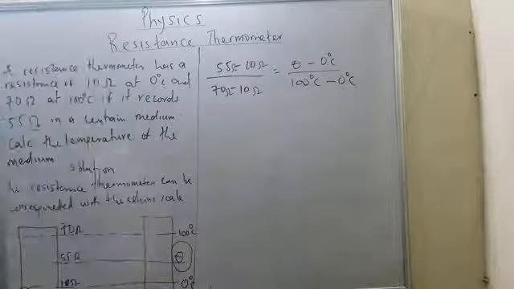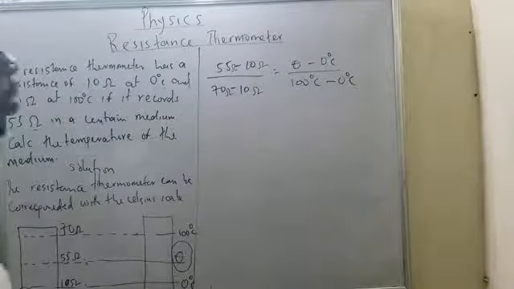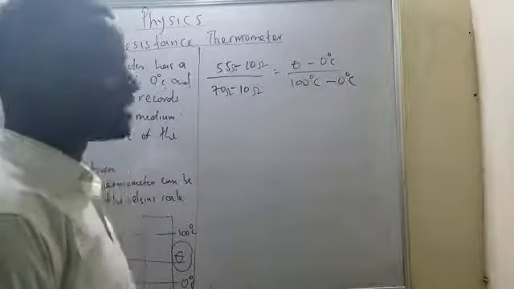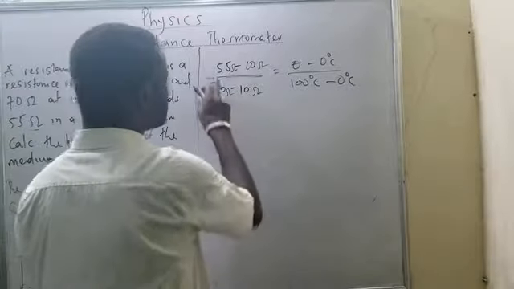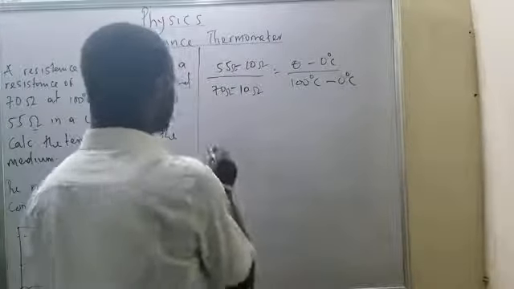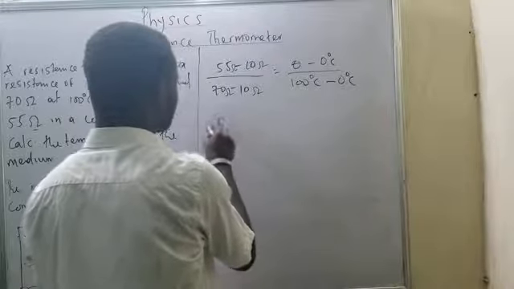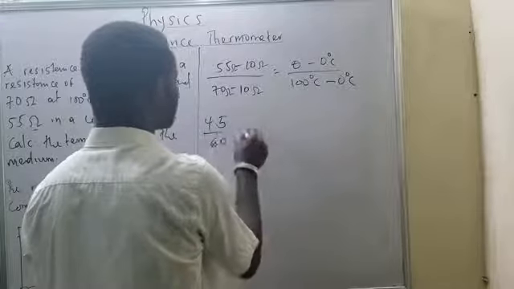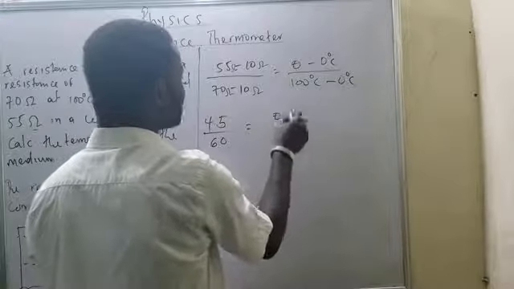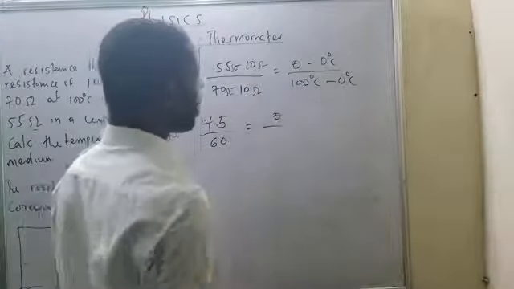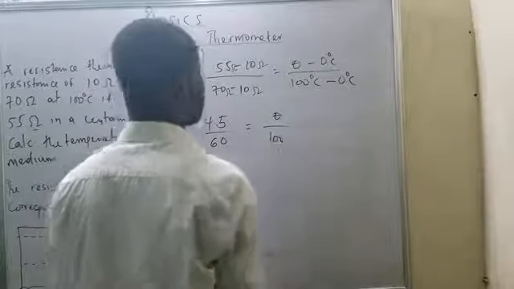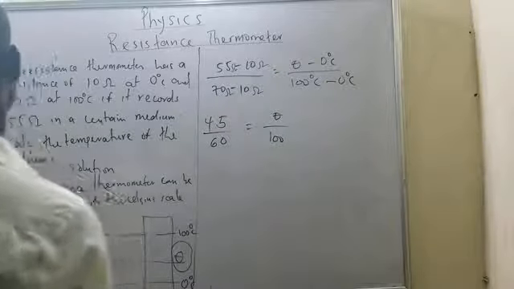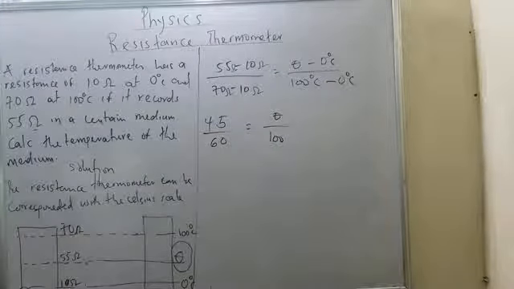Now, with this, I think my problem is half solved. What am I working towards? I'm working towards Celsius, which is, theta is my target. It means I'll be having 45 divided by 60, which equals theta divided by 100 degrees Celsius. Now, since I have it this way, I can continue any way you want to do it. We are good to go.